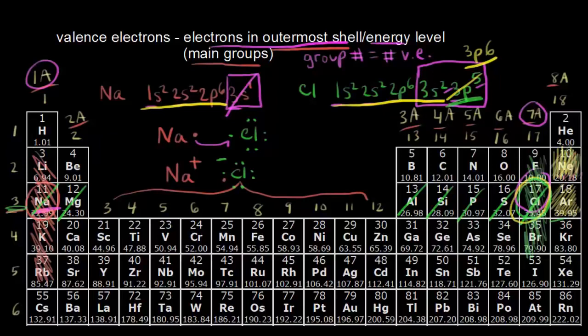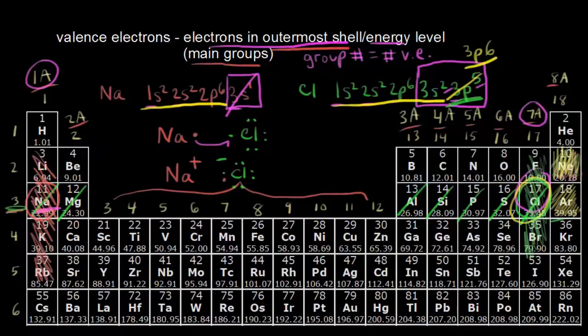And so that is the reason why we can say that group 1 metals are so reactive and why we can say that group 7, the halogens, or 17, are so reactive. It's because of this concept of electron configurations and drawing out your valence electrons.